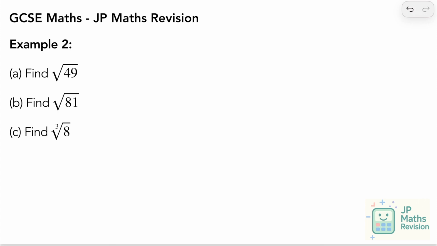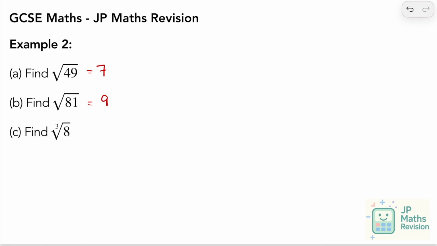Here's another example. We need to find the square root of 49. We're looking for the number that multiplies by itself to get 49. This one is going to be 7 because 7 times 7 is 49. The square root of 81, we're looking for the number that multiplies by itself to get 81. So this is going to be 9 because 9 times 9 is 81.